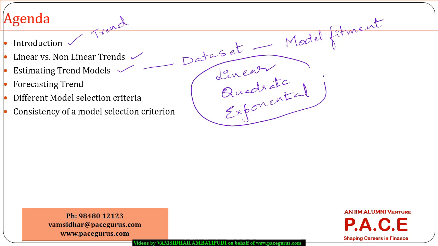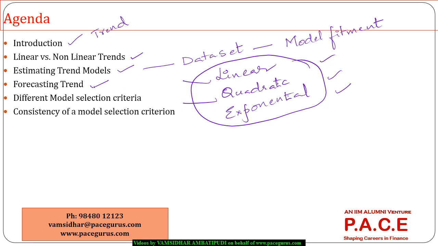But different kinds of trend models, how do I fit them to a data is something that I want to look at here. Based on those models that I have come up with, I want to do the futuristic predictions. Right? So if a particular data follows a linear trend, what would be the value for the future? If it follows a quadratic trend, what is the forecast for the future? Similarly, an exponential trend.